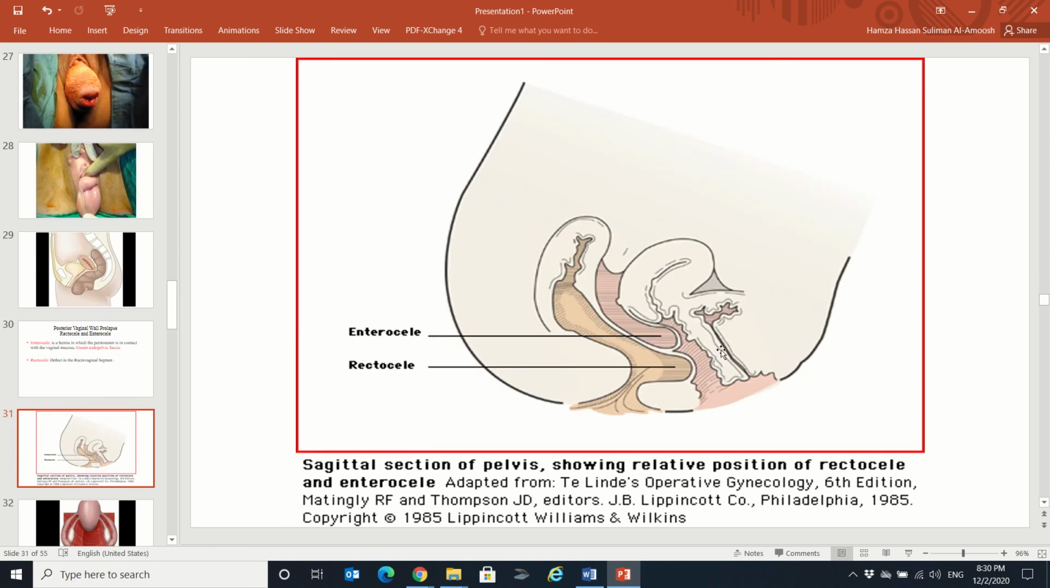Okay, so here we have, for example, the uterus, cervix, vagina, and here the bladder. This is the anterior wall, intact. This is the posterior wall. We have the rectum pushing here, still within the vagina. So this is first degree rectocele. We also have enterocele, the top part of the posterior fornix. The bowel is pushing here. Then this is enterocele, first degree enterocele.